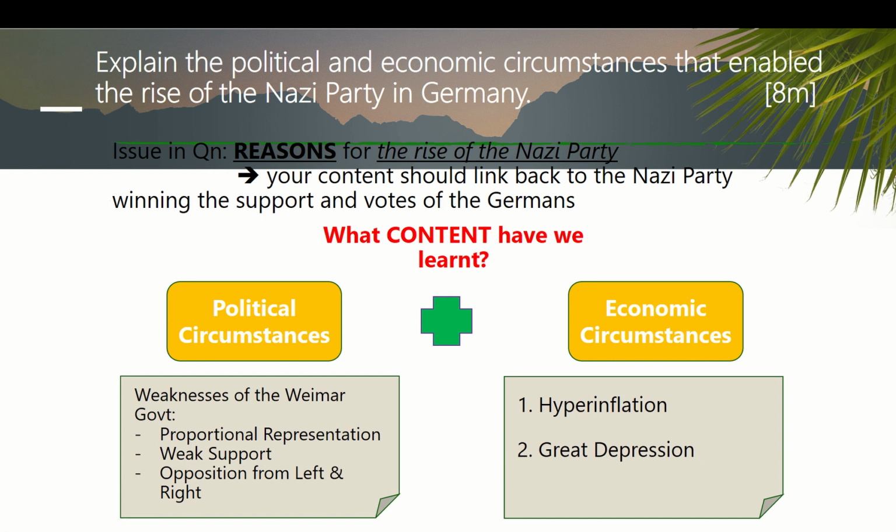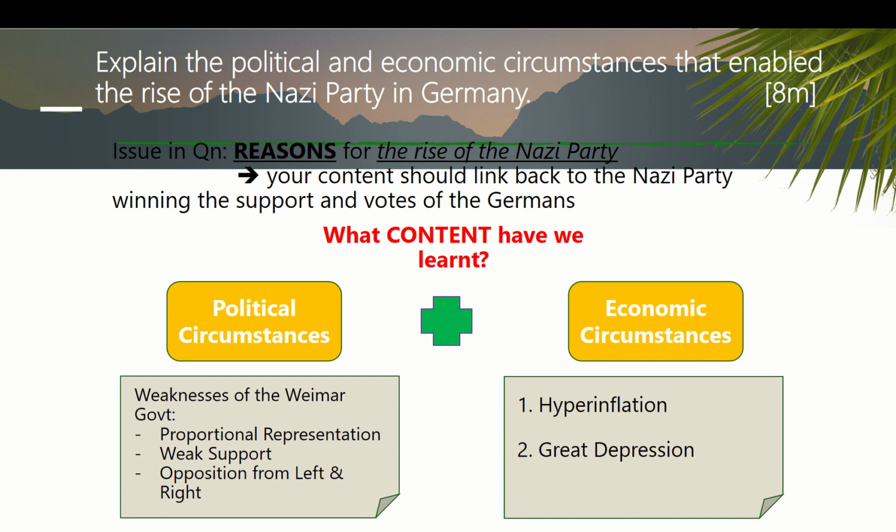The key linking point is that the Nazi Party was able to win the support and votes of the Germans. This is a very key important point that you should be taking note of. Meaning to say, whatever content you are going to be writing about must, one way or the other, link back to how that particular content point leads to the Nazi Party winning the support and votes of the Germans. So step 1, we have already identified the issue in the question.